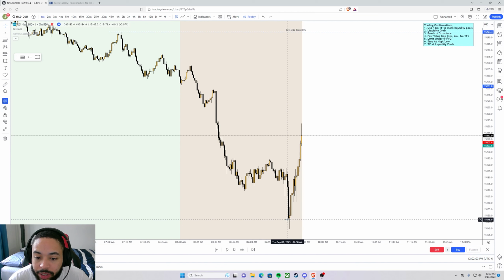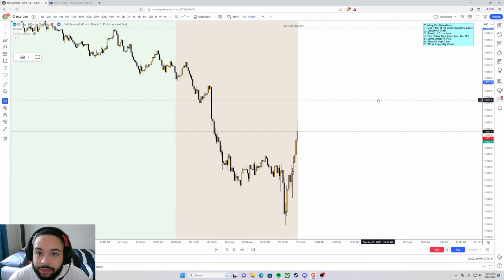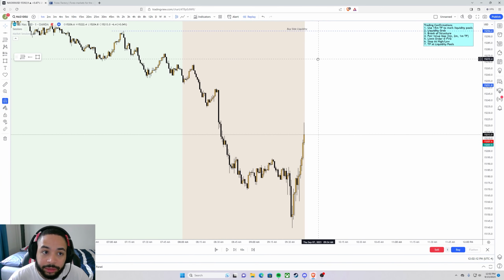So at this point here where my cursor is, this is the 9:30 open, this black candle right here. So now it's already 9:30. So after 9:30, we want to see a liquidity pool get taken.